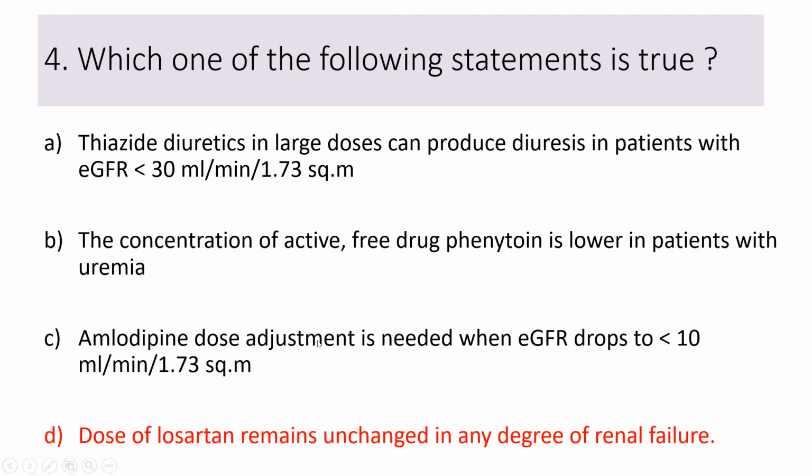And amlodipine dose adjustment is not required in any degree of renal failure. So C is also wrong. The correct answer is that the dose of losartan need not be changed in any degree of renal failure. But of course, if you have hyperkalemia, then you would like to hold losartan to prevent the exacerbation of that hyperkalemia. Otherwise, dose adjustment is not needed. So that finishes the MCQs.